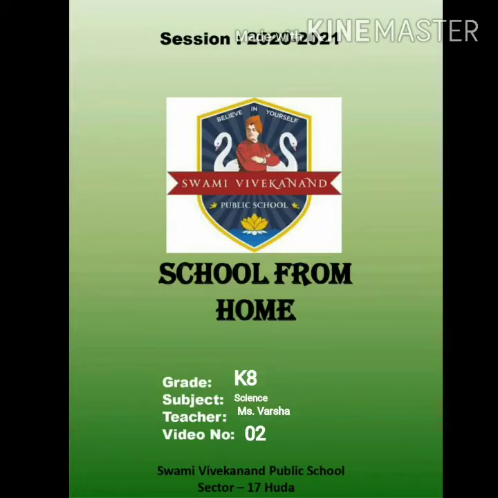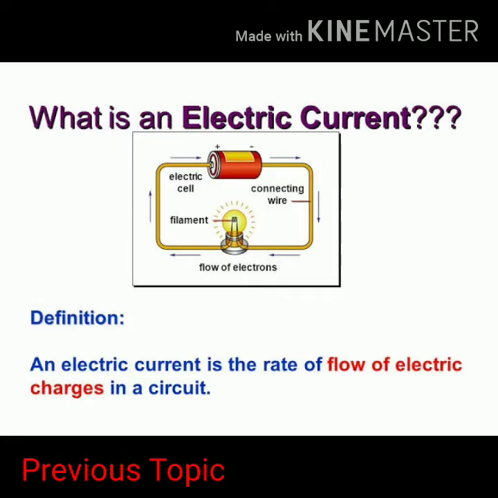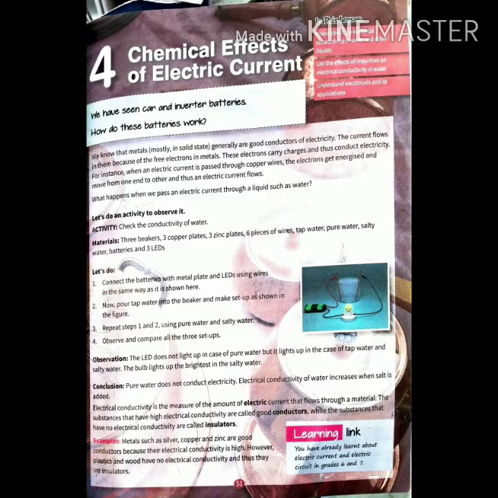I am Varsha ma'am, your science teacher, and today we will be continuing video 2 of chapter 4, chemical effects of electric current. So in the previous video we discussed what is an electric current. An electric current is the rate of flow of electric charges in a circuit.